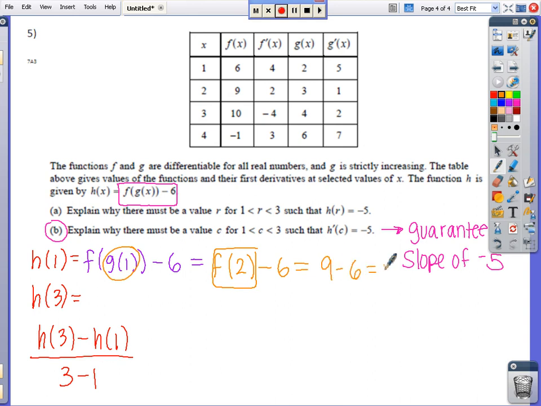H of 3 would tell me that I'm doing f of g of 3 and then minus 6 after. So first thing I do is g of 3. G of 3 would be 4. So f of 4 and then minus 6. Well, f of 4 is negative 1, minus 6 is equal to negative 7.